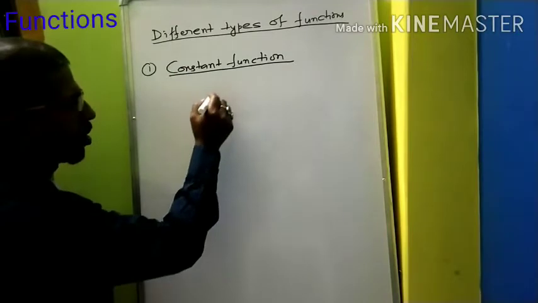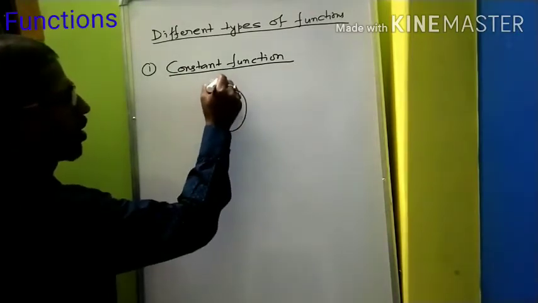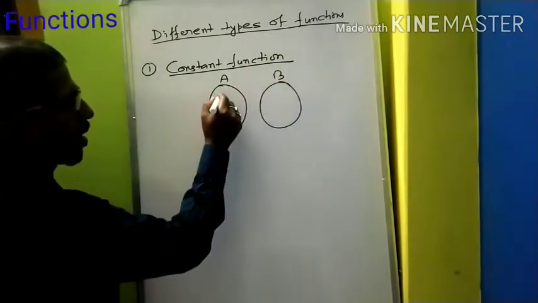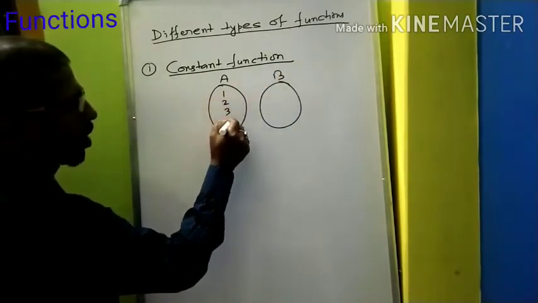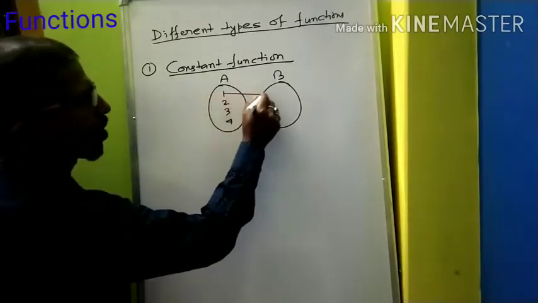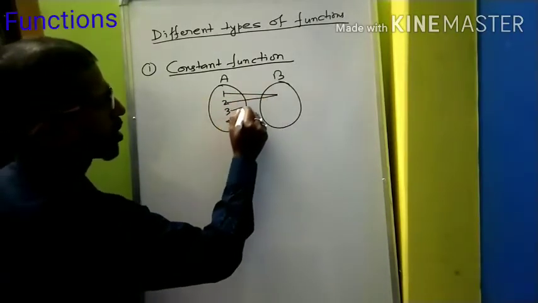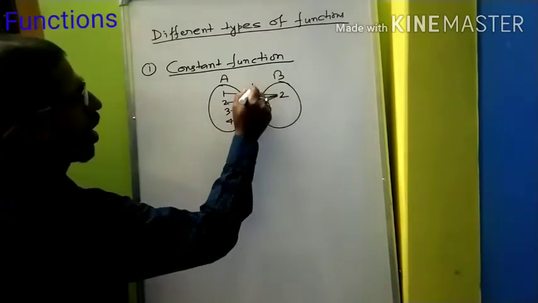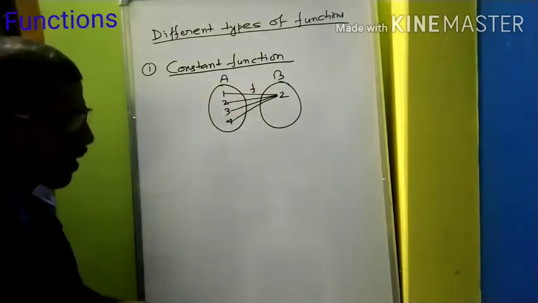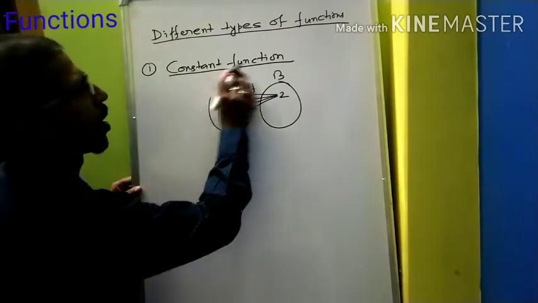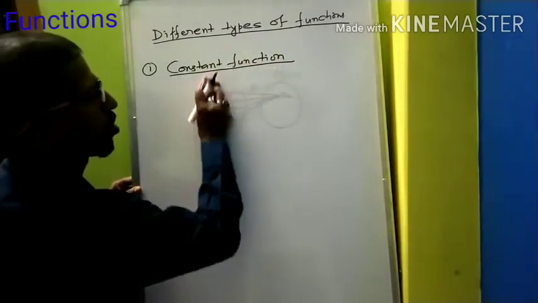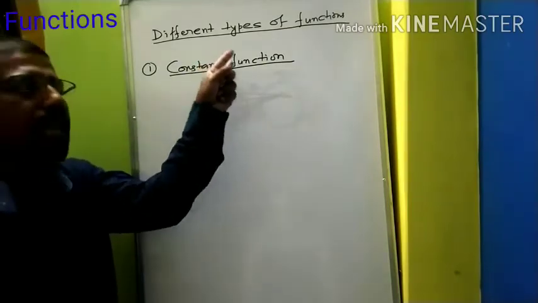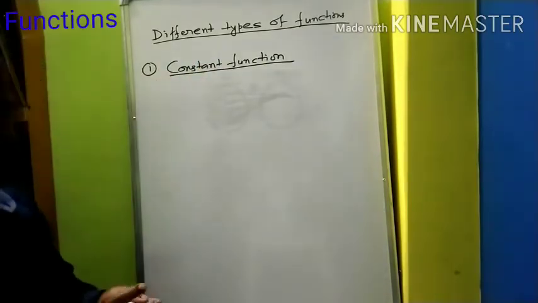In a constant function, let us see the figure first. Suppose this is A and this is B. Suppose A has elements 1, 2, 3, 4. If each and every element of A goes to a particular constant number, let us say 2, then f will be a constant function. In general, we will consider R to R. In a constant function, all the elements of A have the same image in B.